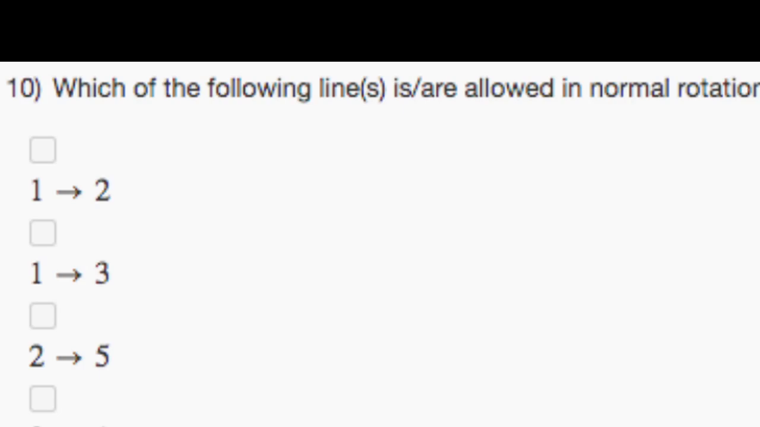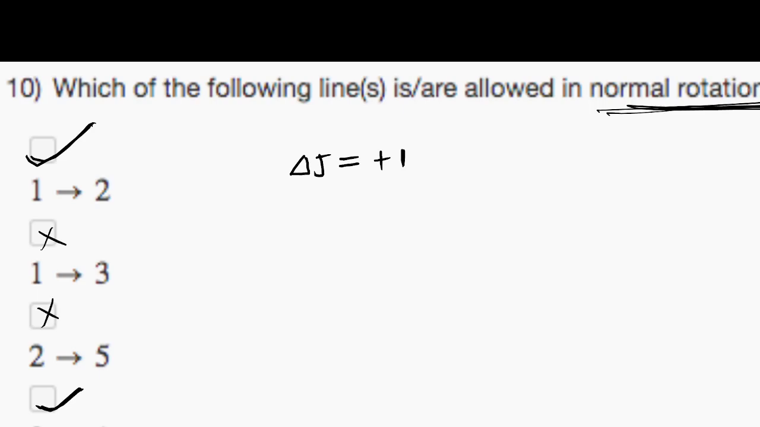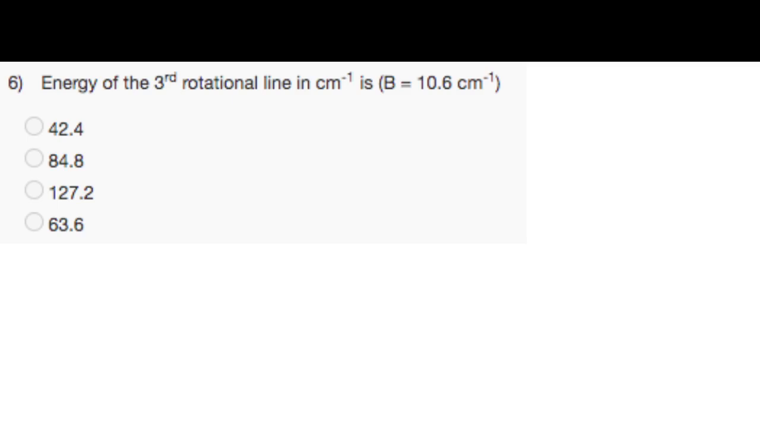Now next question. Which of the following lines are allowed in the normal rotational spectra? So simply we know delta J must be 1 to 2, 1 to 2, correct? And also 0 to 1 also. Yes, sir. And these two will not be allowed. Understood, right? Okay, now we'll go to next question.